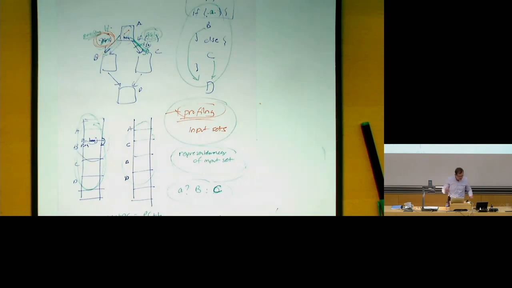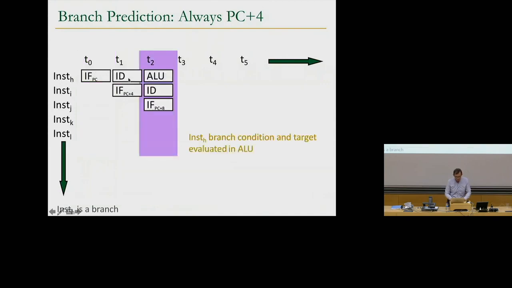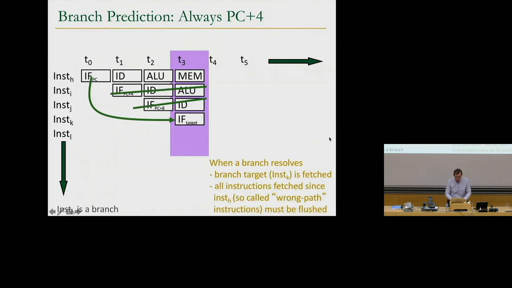But let's assume we're doing branch prediction, which is the common method. Predicate execution is employed in some processors, but not a lot today. ARM used to have a lot of predicate execution. For example, they got rid of it for good reason, but maybe they don't need to get rid of everything. Okay, so basically if you assume that instruction H is a branch over here, the condition and target are evaluated in the ALU stage. It takes 3 cycles to finish the branch, right? And when a branch resolves, you basically fetch the instructions from the right target, and the instructions that are fetched since instruction H needs to be flushed.